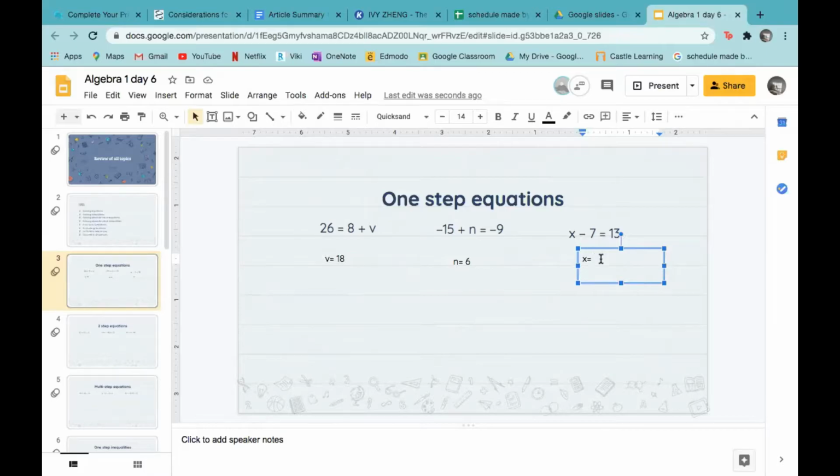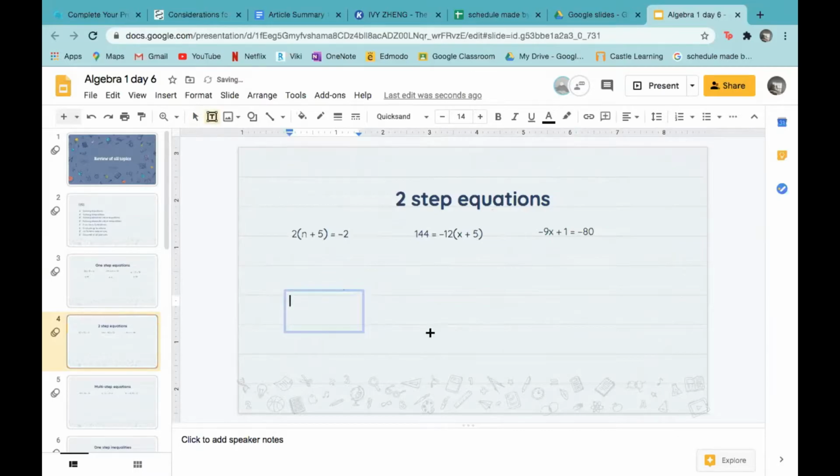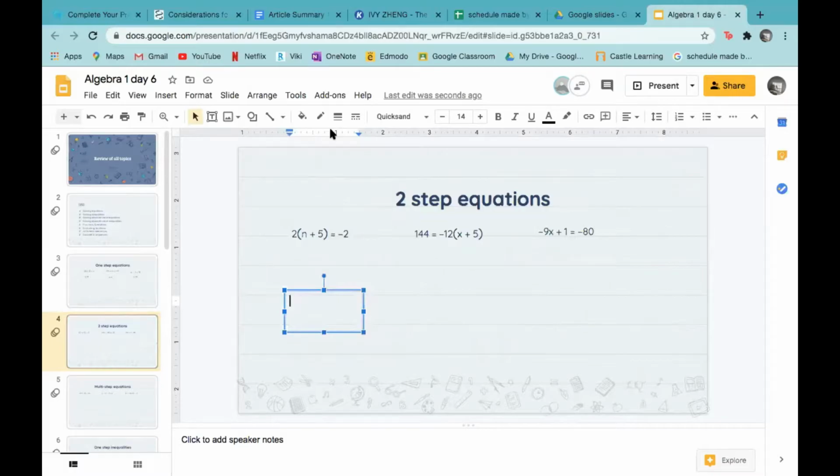X equals 20. Yep. Okay. What about this? This is just a little bit more advanced than the previous. Okay, so n equals minus 5. You're a little bit off again. Minus 5. Try one more time. Little error. You're one off again.